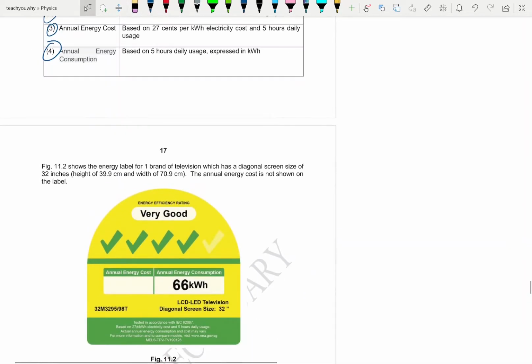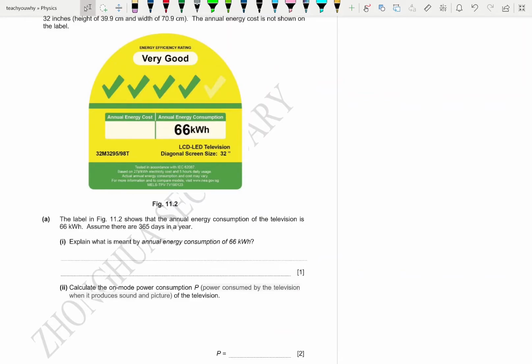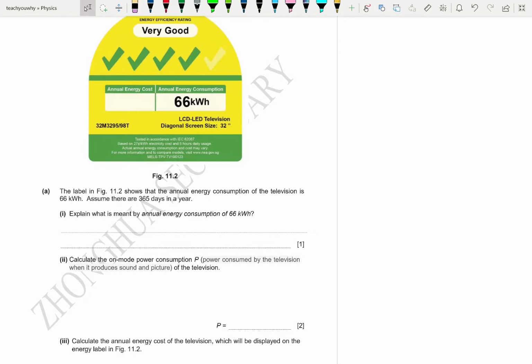Figure 11.2 shows the energy label for one brand of TV which has a diagonal screen of 32 inches. The annual energy cost is not shown on the label. Part A: the label in figure 11.2 shows the annual consumption of the television is 66 kilowatt hours. Assuming there are 365 days in a year, explain what is meant by annual consumption of 66 kilowatt hours.